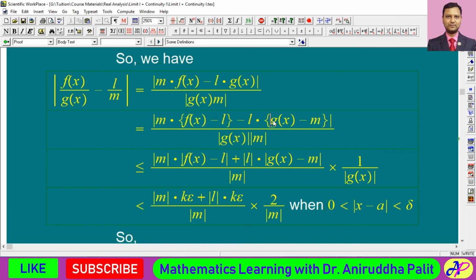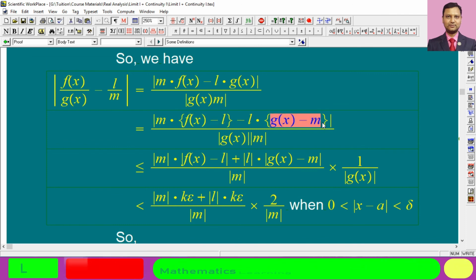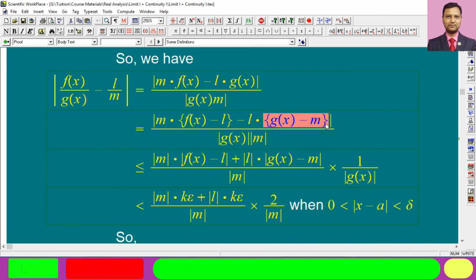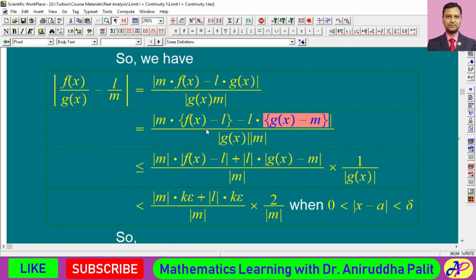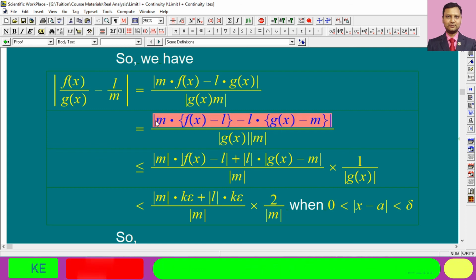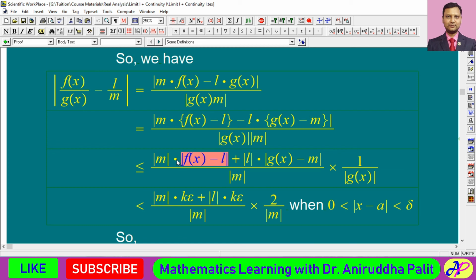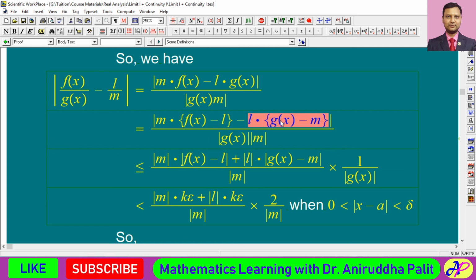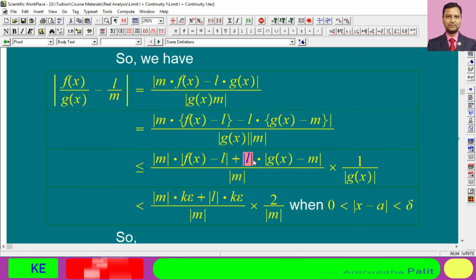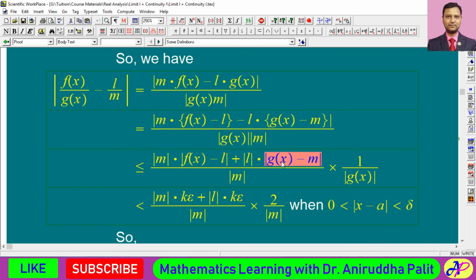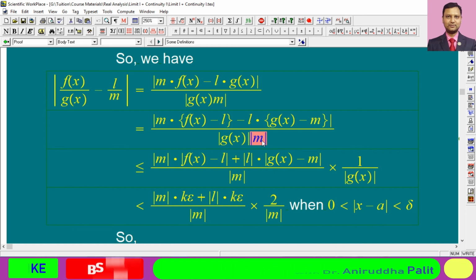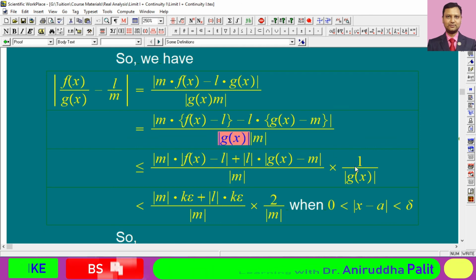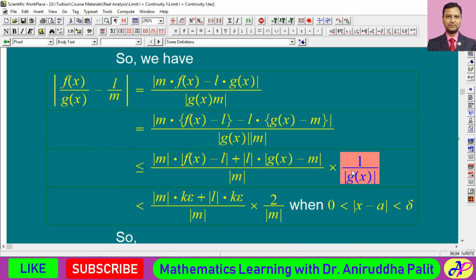Similarly, g should be written with M because g(x) is converging to M, and therefore this quantity should be smaller and smaller. And this left hand side expression can be written as modulus of the first term, that is actually modulus of M into modulus of f(x) minus L. Similarly, the modulus of the second term is equal to modulus of L into modulus of g(x) minus M. As M is not equal to 0, we can keep modulus of M over here, and this g(x) can be written as 1 by modulus of g(x).